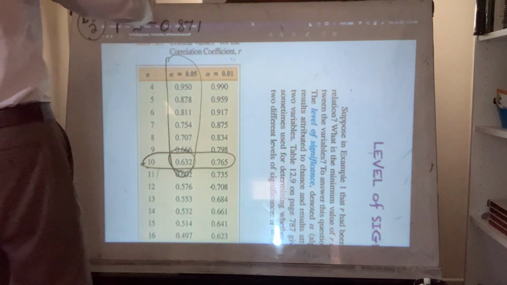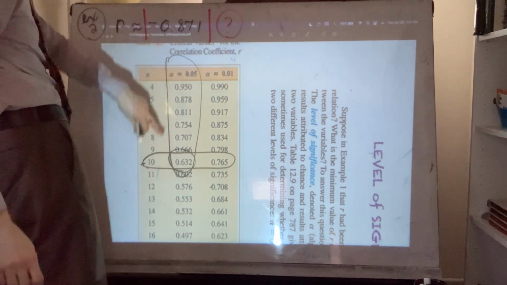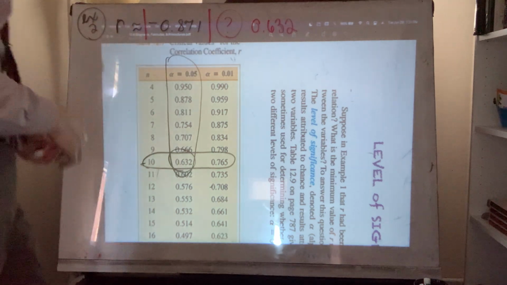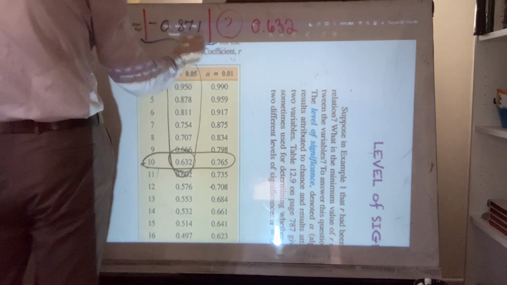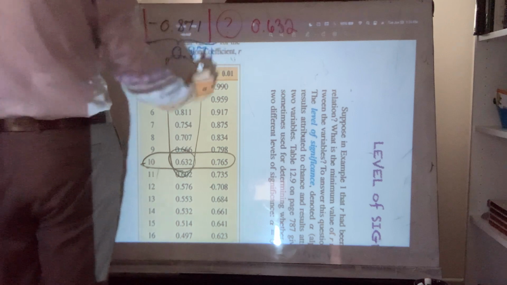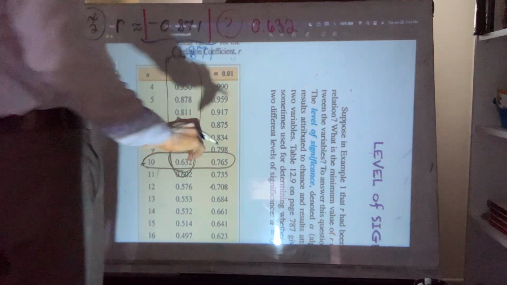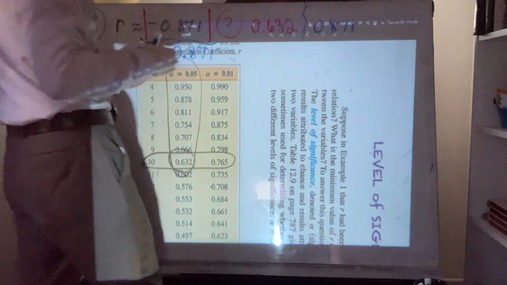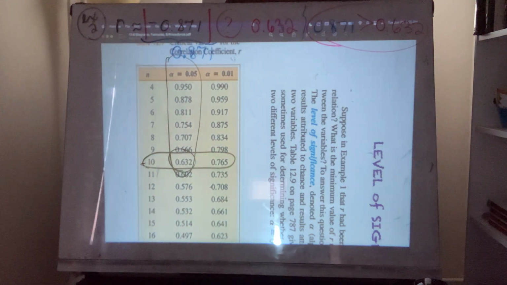If we take the absolute value of this and then compare it to 0.632 at 5%, you could say whether it's greater or less than. In this instance, the absolute value of negative 0.871 is simply 0.871. Is it greater than 0.632? It is definitely greater than 0.632. Which means what? It means that there is a relationship.